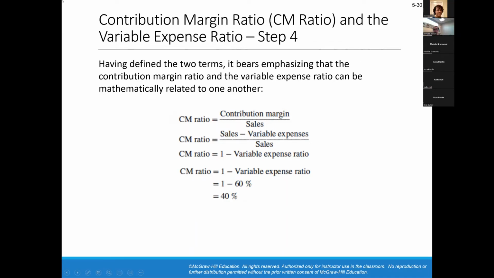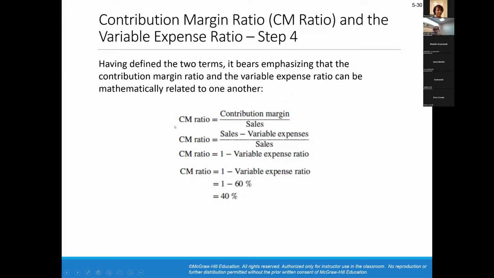All right, so this is another way that we can look at it. So you may have an example that gives you a variable expense ratio. So you don't have to do all the calculations out to calculate your contribution margin ratio. You can say, oh, okay, well, my variable expense ratio is 60%. Well, I can just do 1 minus that to come up with 40% instead of doing the division of your contribution margin over your sales.